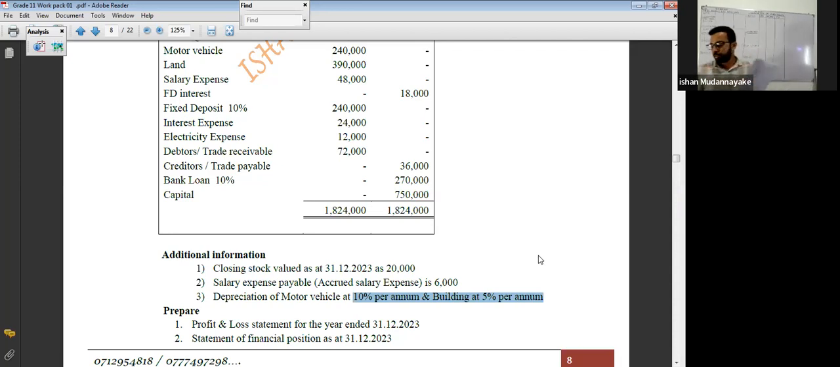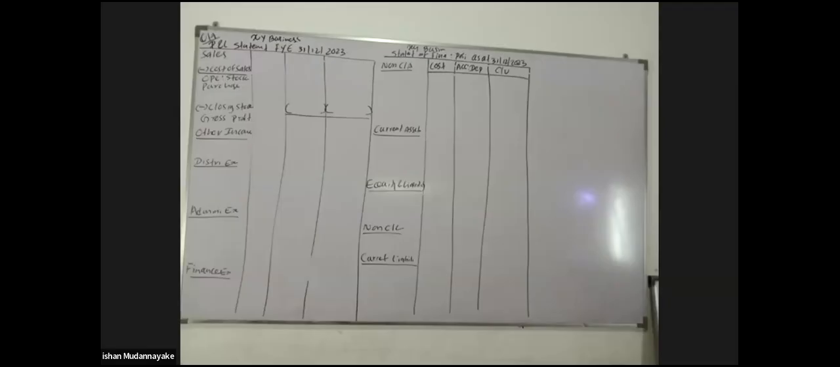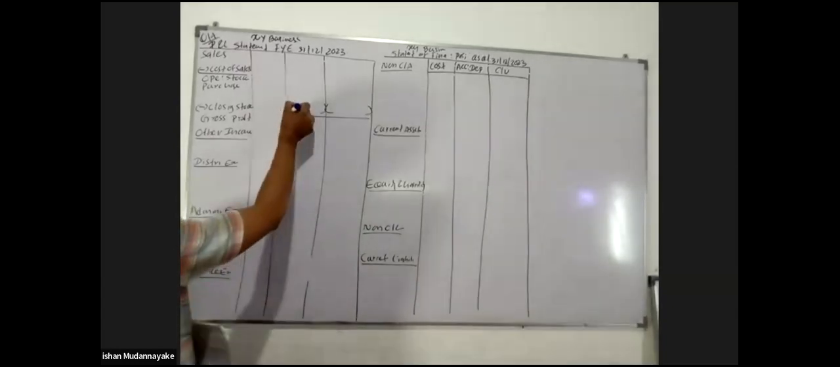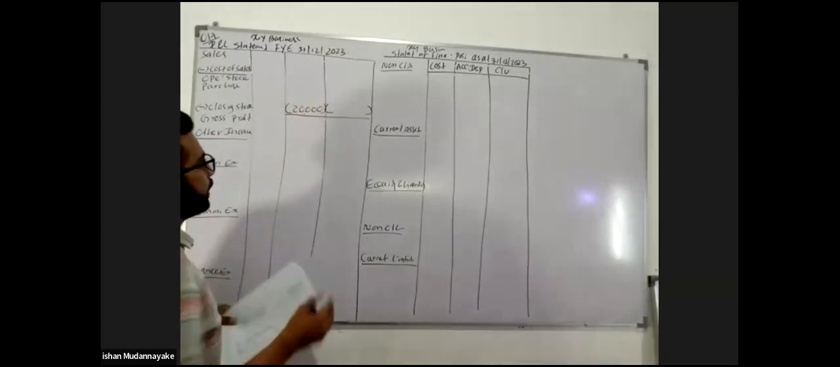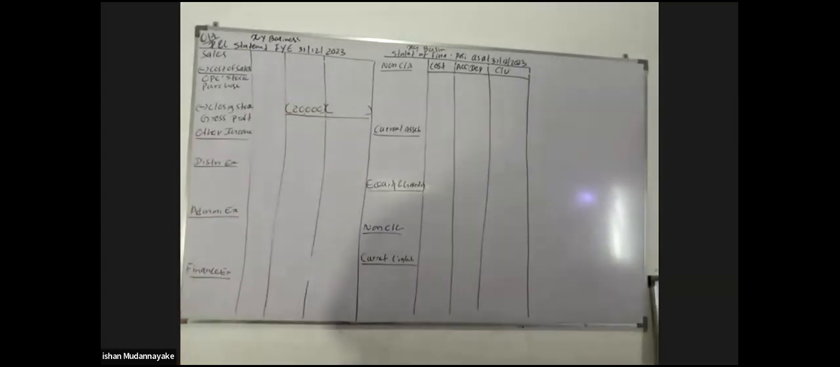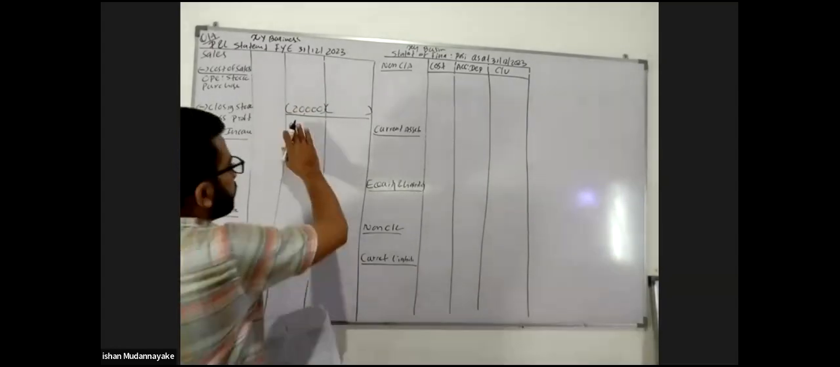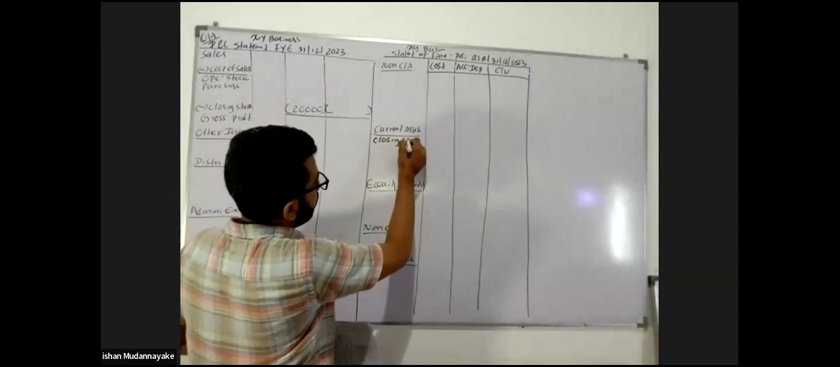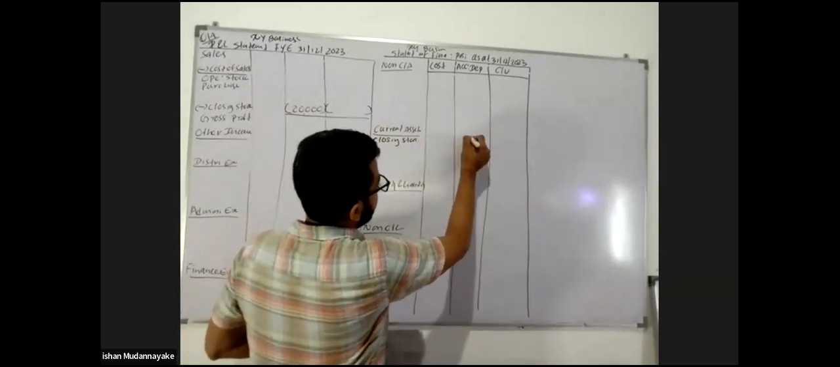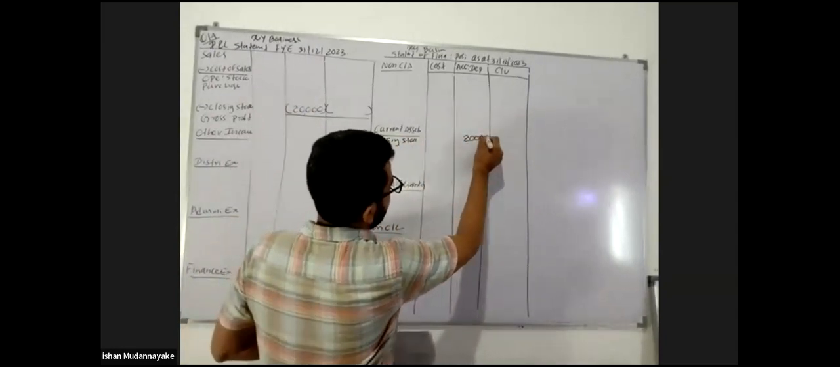Now we will look at the additional information. First one, the closing stock adjustment of the business organization. What to do for the closing stock? Closing stock, cost of sales minus 20,000. From the cost of sales, you need to deduct closing stock, and then this closing stock is transferred to current assets. Write down closing stock in the statement of financial position.